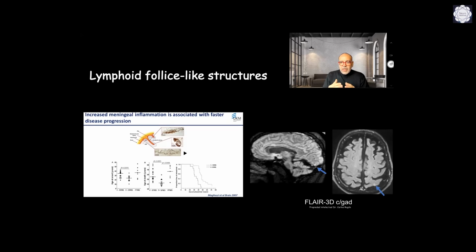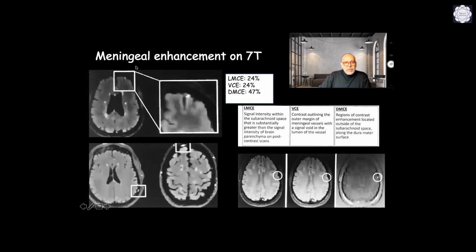The cortex subjacent to these follicles is more affected than the rest of the cortex, and that may be due to the production of some cytokines that can cross the pia mater. There are different patterns of enhancement of the meninges. This is a paper by Sivadinov on 70 patients, after using FLAIR after contrast.